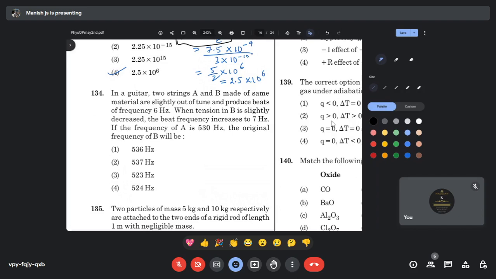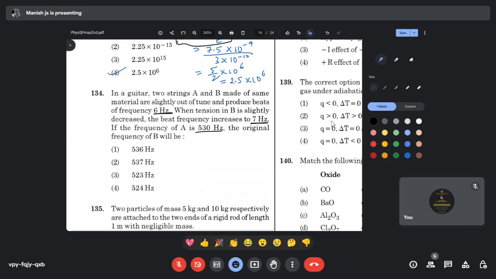Yeah. So they have given you a guitar where you have 2 strings, A and B. And they are telling it is slightly out of tune, it is not in tune, and that is having a beat frequency of 6 Hertz. And when the tension of B is slightly decreased, then the frequency is increased to 7 Hertz. Then if the frequency of string A is 530, what is the original frequency of B is the question.